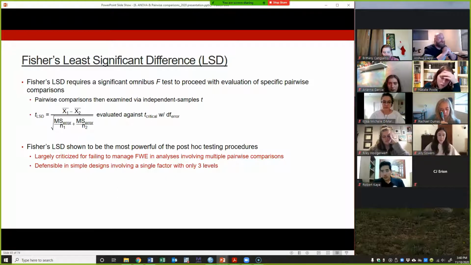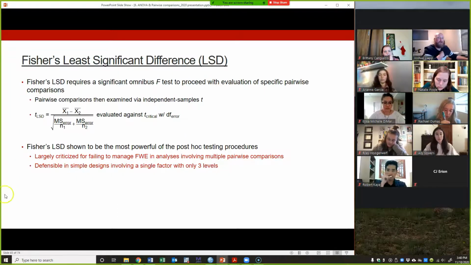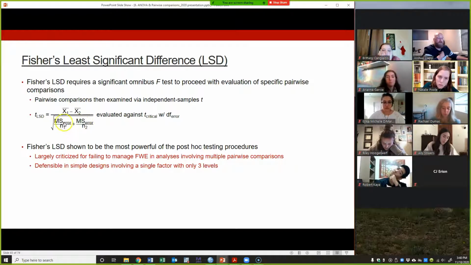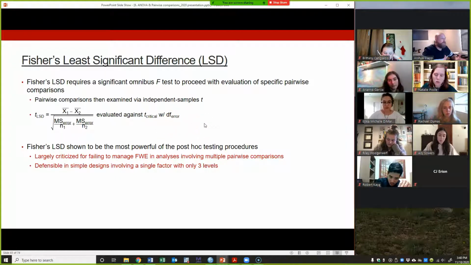Fisher's LSD just says all we need is a significant omnibus test, and as long as we have an omnibus test that meets threshold for interpretation, I'm okay to go through and look at all possible pairwise comparisons. With Fisher's LSD, our pairwise comparisons are just going to be taken as the mean of one group minus the mean of another group over the square root of mean squared error divided by sample size 1, plus mean squared error divided by sample size 2, and I'm going to evaluate that against a critical t based on the degrees of freedom error from the overall ANOVA table.